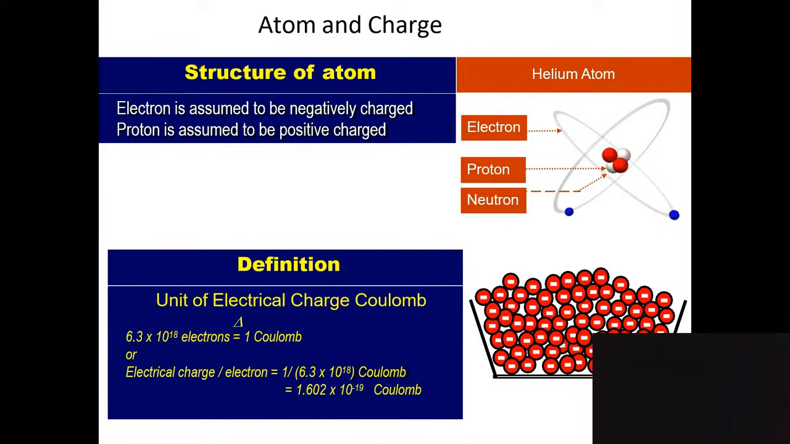Now we can study the definition of electrical charge. The unit of electrical charge is the coulomb. That means 6.3 × 10^18 electrons will be equal to 1 coulomb, right? That means the electric charge per electron is 1 / (6.3 × 10^18) coulombs. Look at that, a body contains lots of charges.